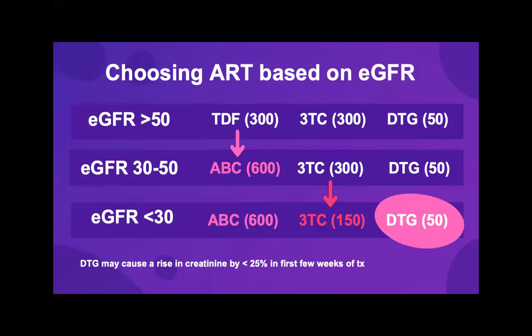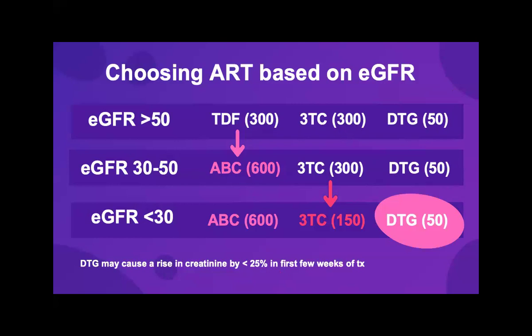Also, just a quick note on dolutegravir. Dolutegravir inhibits creatinine secretion, but it doesn't affect your renal function. You can expect a rise in creatinine after starting dolutegravir, but it's usually less than 25% and it occurs in the first few weeks. If you see a rise of more than 25%, or it occurs later in treatment, you should investigate for alternative causes.